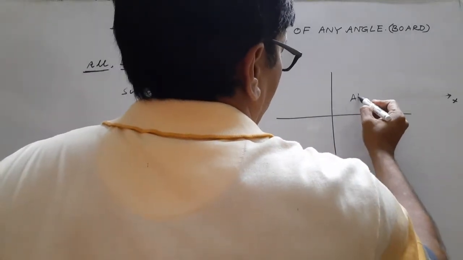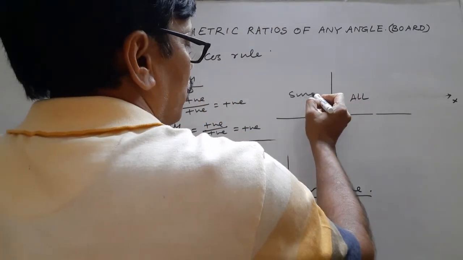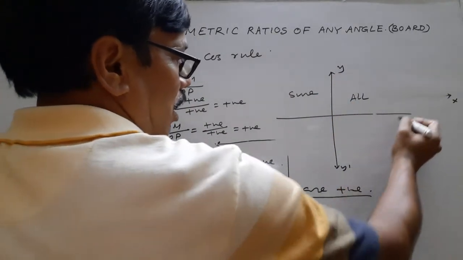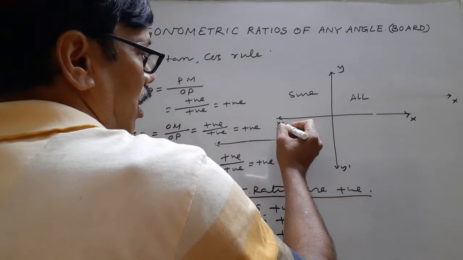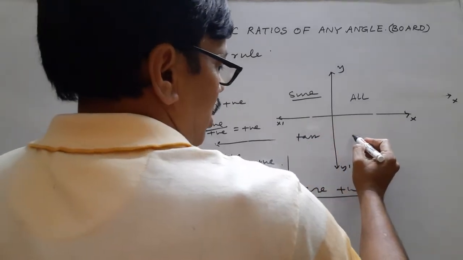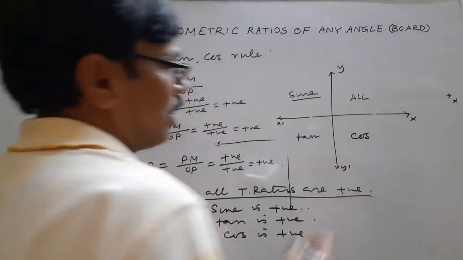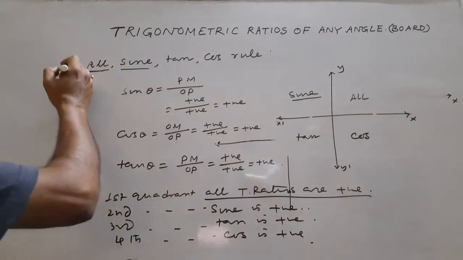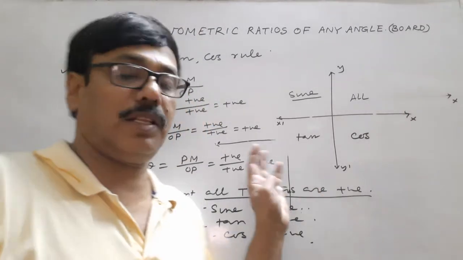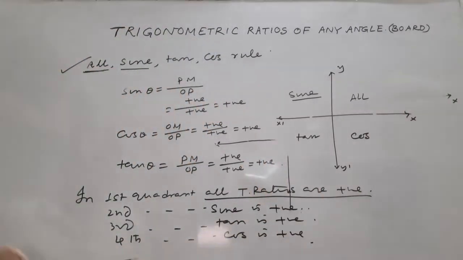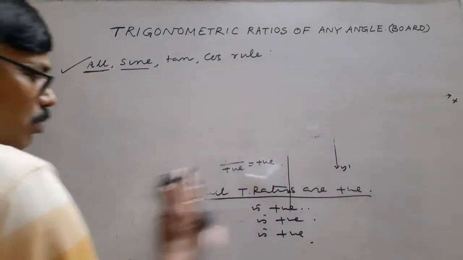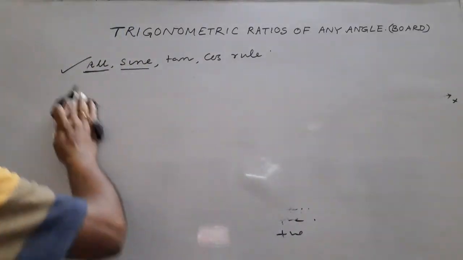In the first quadrant, all trigonometric ratios are positive. In the second quadrant, sine is positive. Here tangent is positive. Here cosine is positive. This is the all sine tan cos rule. So you only need to remember the result. The first one is the quadrant, the second one is the all sine tan cos rule.